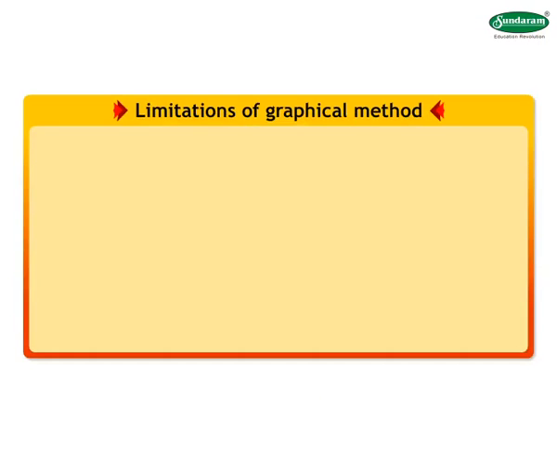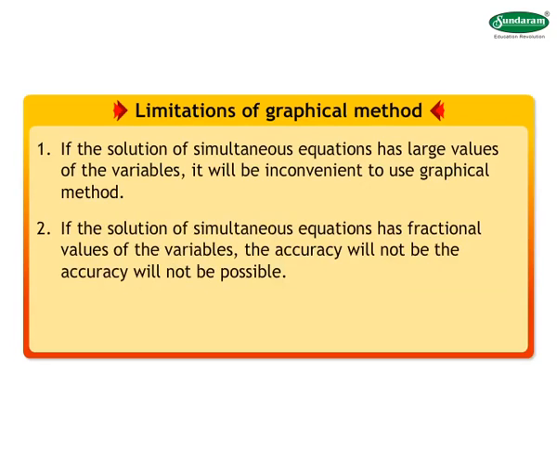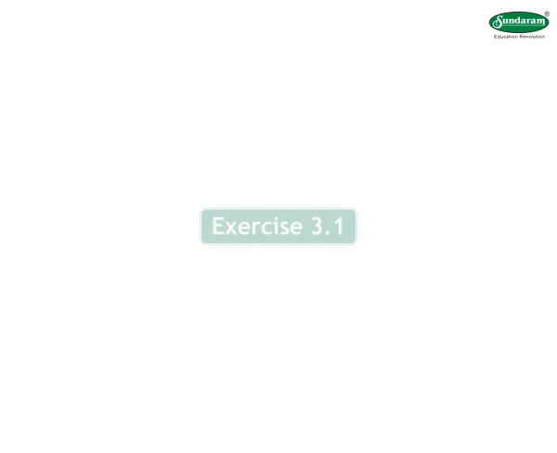There are some limitations of graphical method. Number 1. If the solution of simultaneous equations has large values of the variables, it will be inconvenient to use graphical method. Number 2. If the solution of simultaneous equations has fractional values of the variables, the accuracy will not be possible. Number 3. If the angle between the two lines is small, it is not possible to find the exact point of intersection. Let us solve exercise 3.1.